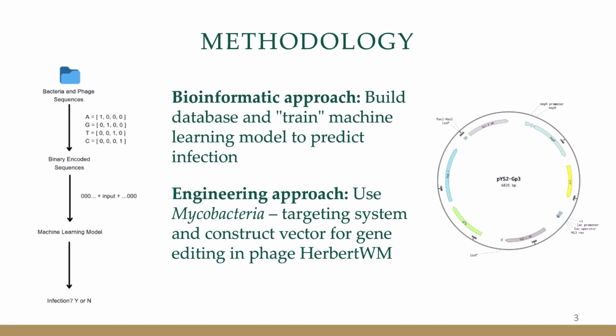So the first half of it is a bioinformatic approach, which involved building a database of bacteria-phage interactions. So positive interactions where the phage can infect the bacteria, or negative where it can't. And these were all experimentally verified. And so alongside these interactions, I obtained the genomes for the corresponding bacteria and phage. And all of this was put through a machine learning model, training the model to predict whether or not any given pair of bacteria and phage input into it can or can't infect.